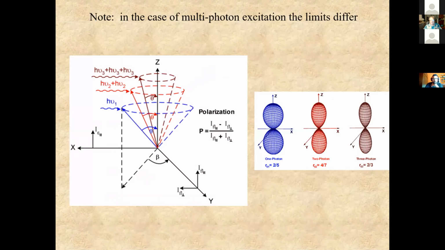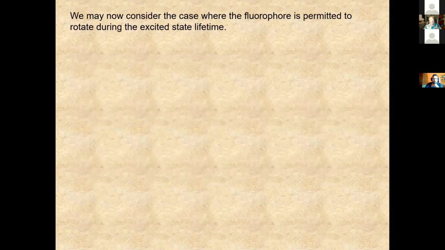In the case of multiphoton excitation, the limits are different because you're getting essentially a selection on top of a selection on top of a selection, as shown here. So in the case of one photon, the limiting polarization is 0.5 or anisotropy 0.4, which is 2/5. We see the r0 is 2/5. For two photons, r0 is 4/7. For three photons, you can even get up to 2/3, 0.67. So you have some advantage for doing polarization with three photons, or multiphotons, I should say.